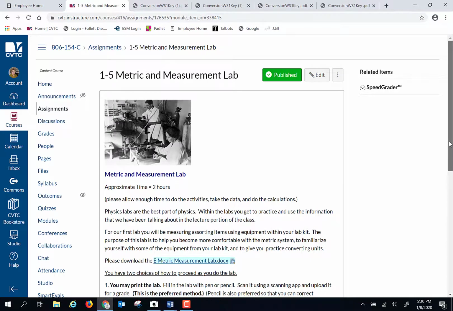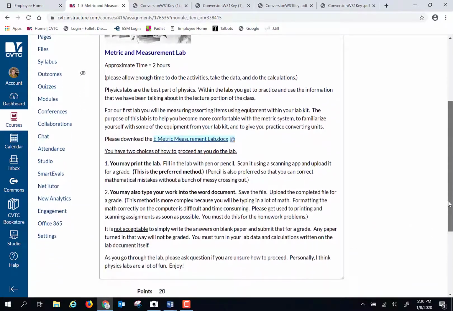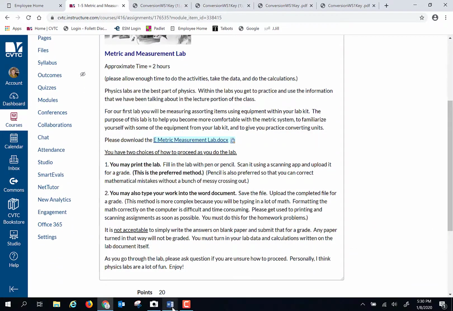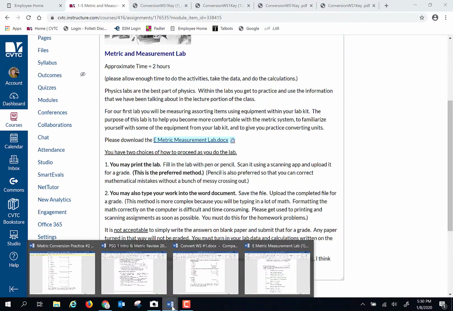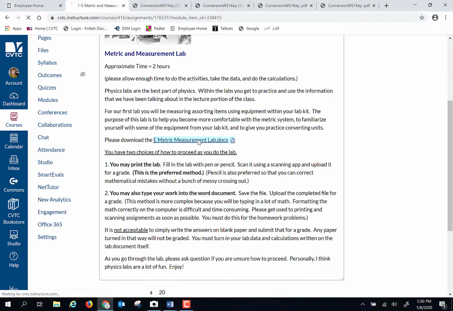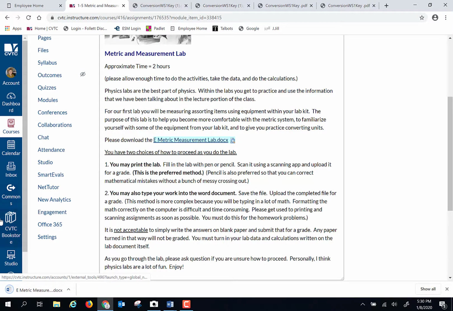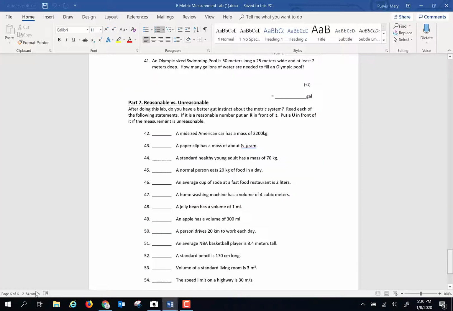You're going to use lots of your lovely equipment that you got in your box. It's not going to be a typical physics lab. It is going to be much more like... the purpose of this week's lab is to push the metric system into your subconscious.